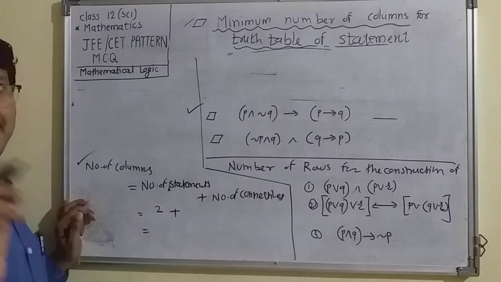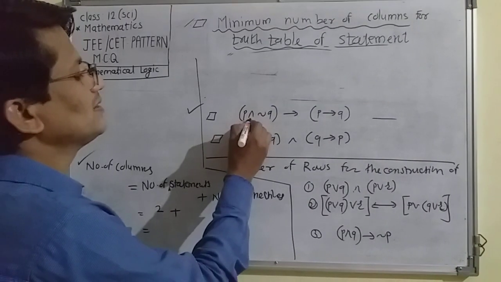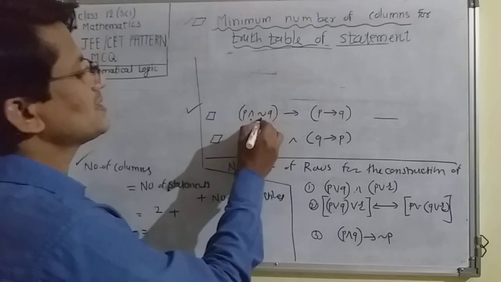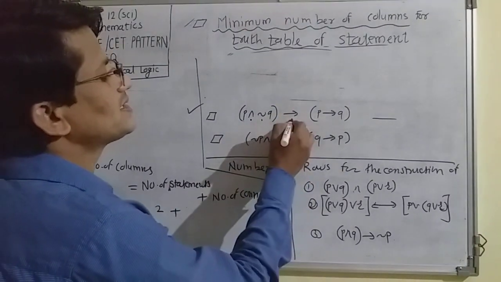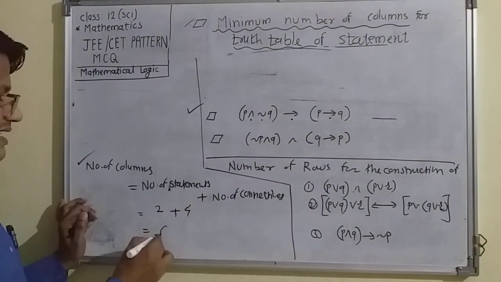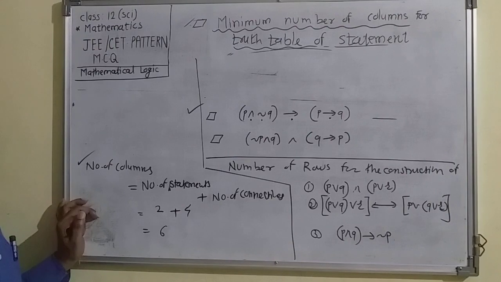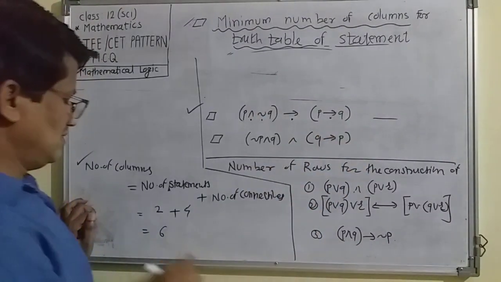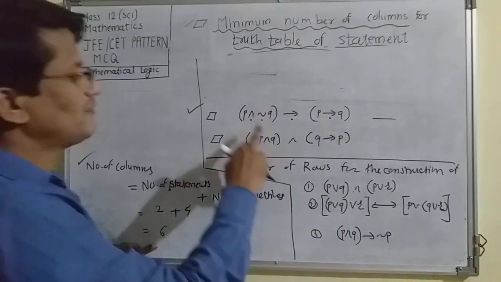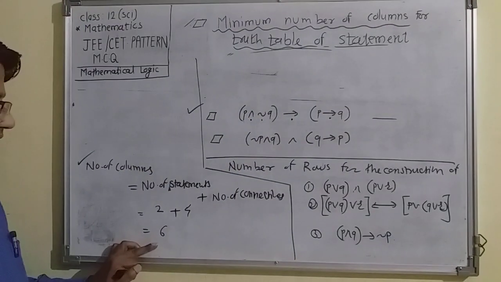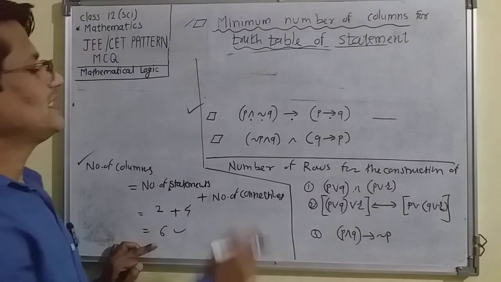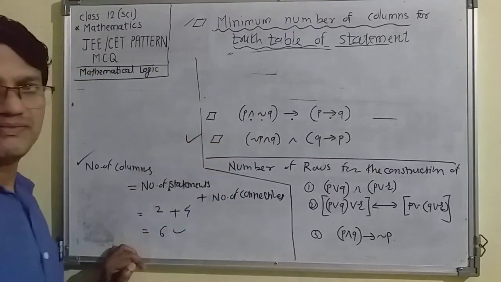And connectives are here. This is 1. This is 2. This is 3. This is 4. 4 plus 2, the answer is 6. So the number of columns for such type of statement patterns must be 6. Now see the answer of this.